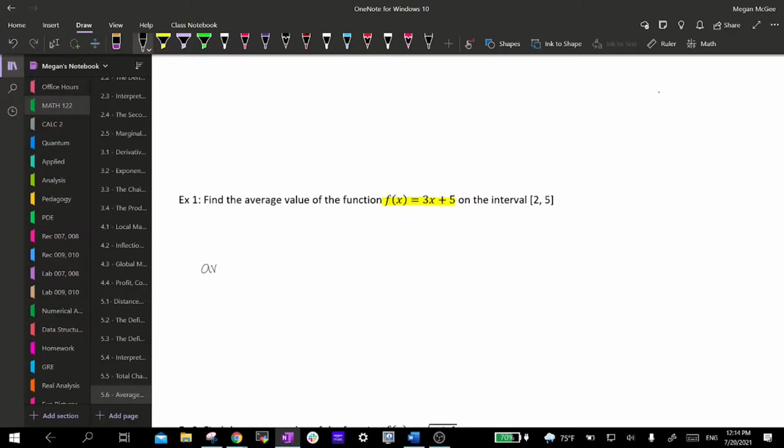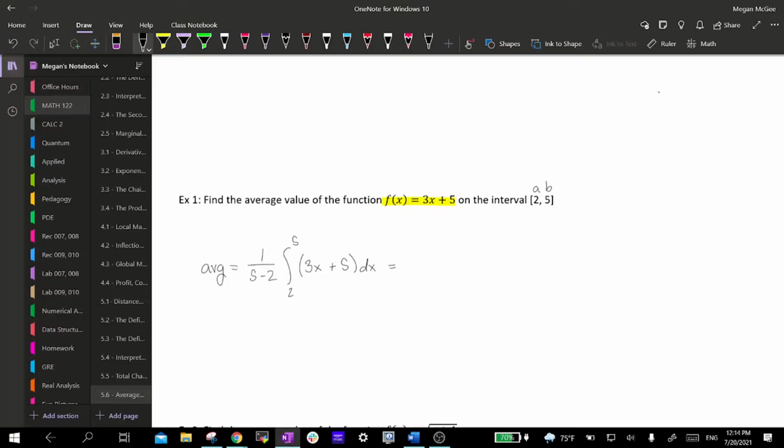Setting up just how we learned, the average of this function is going to be 1 over b minus a, so 1 over 5 minus 2, times the integral from 2 up to 5 of (3x + 5) dx.